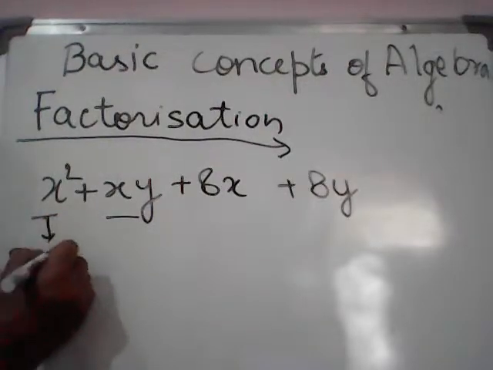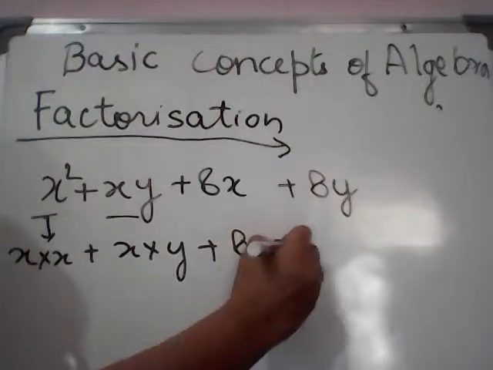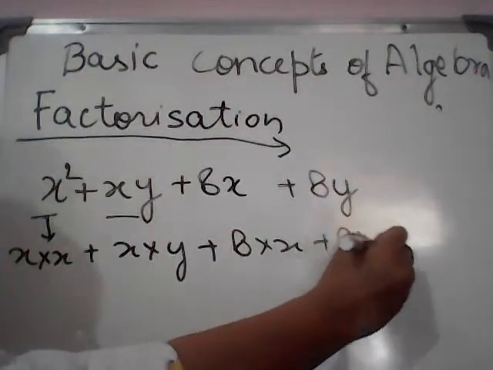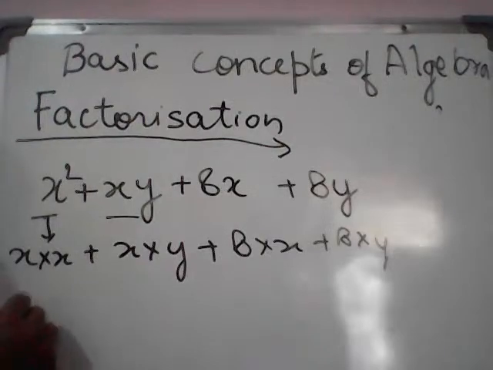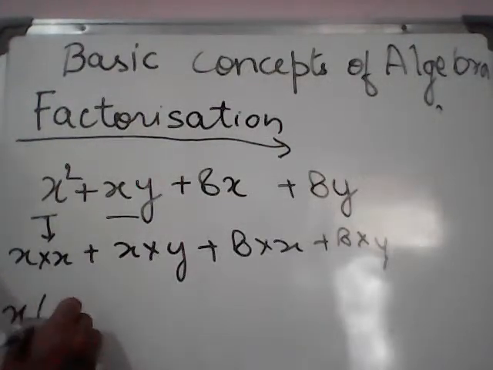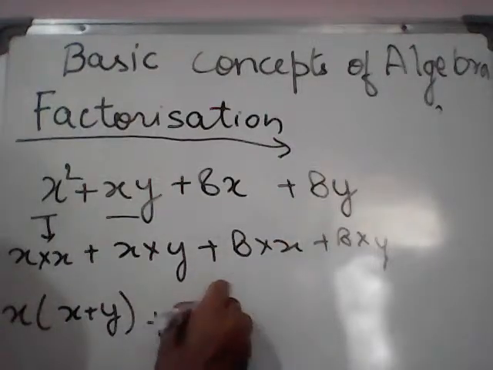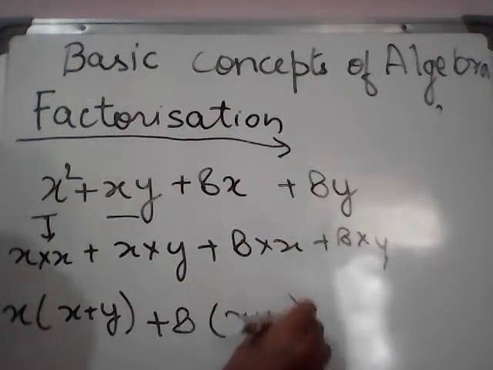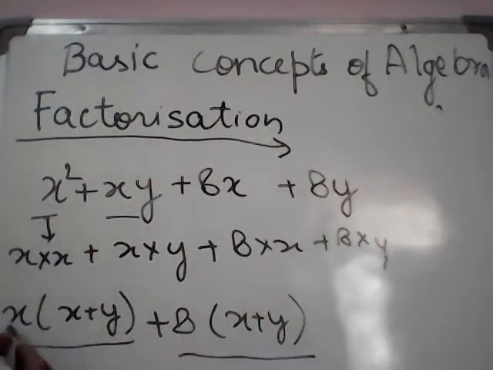We have x into x plus x into y plus 8 into x plus 8 into y, right? In these two, we see we have x as a common factor. We'll take it out. This is regrouping. Plus, we have 8 in common, x plus y. Now we have got these two terms. In the first term, one factor is x and the other factor is x plus y. In the second term, one factor is 8 and the other factor is x plus y.